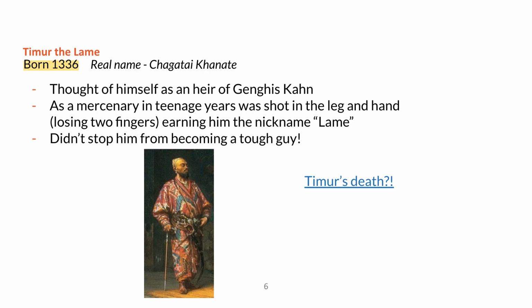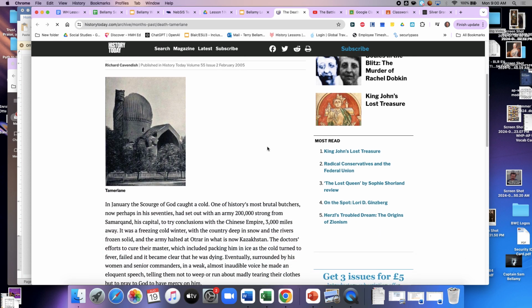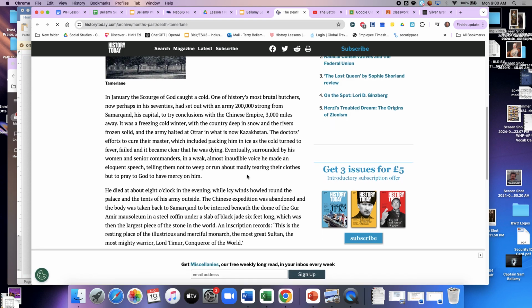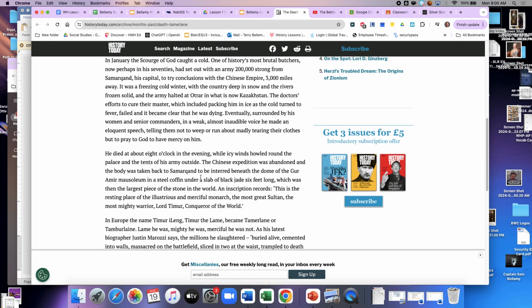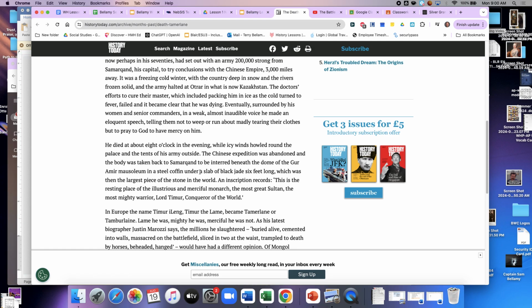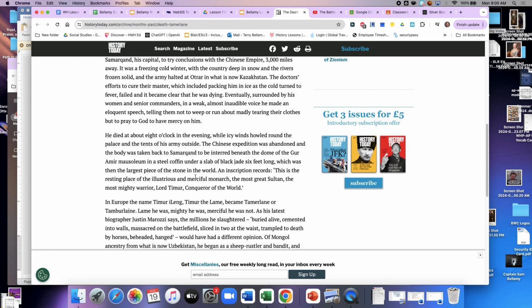So I wanted to know, just like with Genghis Khan, it mentioned that he died, but there's never the story of how these guys died. So I Googled it for Timur, and I thought, this is actually a pretty good story, so I wanted to pull it up. He died at 8 o'clock in the evening with icy winds howling around him. The Chinese expedition was abandoned and the body taken back to his headquarters to be interred in a dome of the Gur Amir Mausoleum in a steel coffin under a slab of black jade 6 feet long, the largest piece of stone in the world.